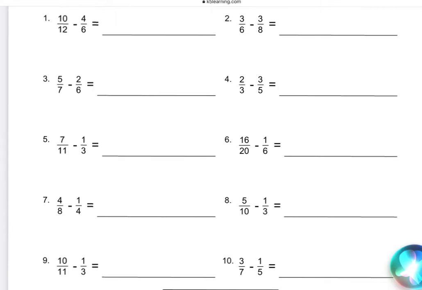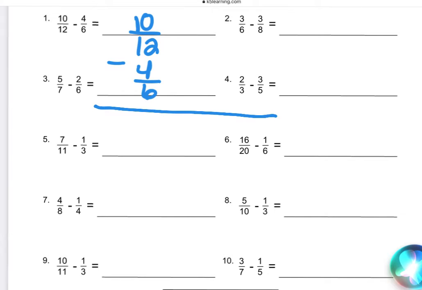Whenever you have your fractions and they have been written horizontally, go ahead and write them on your notebook paper vertically before you even get started. So at this moment, if you don't have your notebook out, go ahead and get your notebook out and get ready to work these problems with me. I expect you to put these in your notebook. So let's start with 10 over 12 minus 4 over 6.